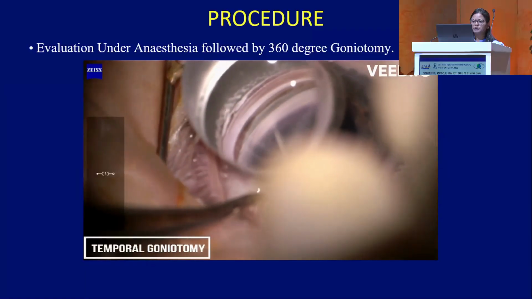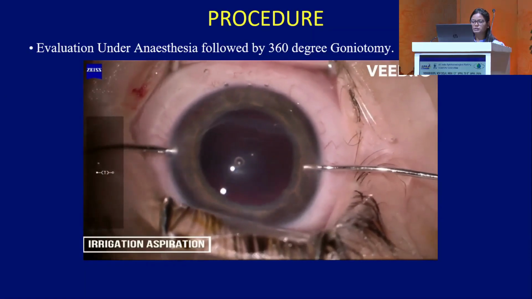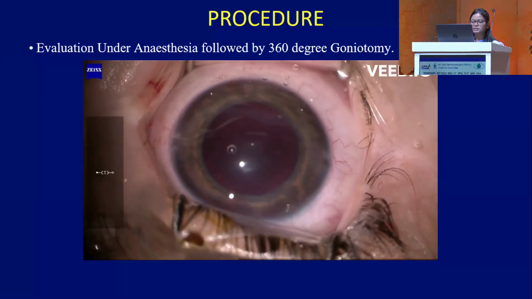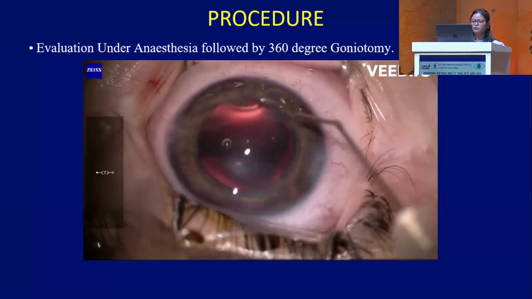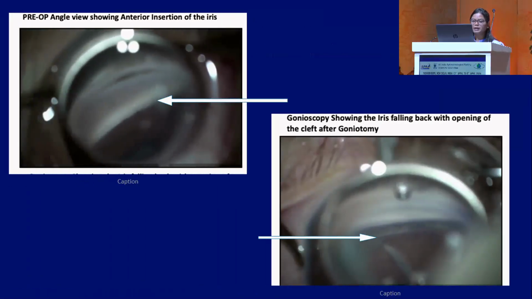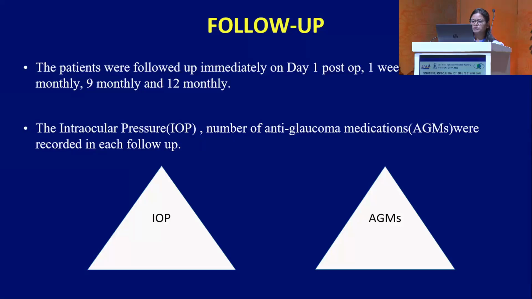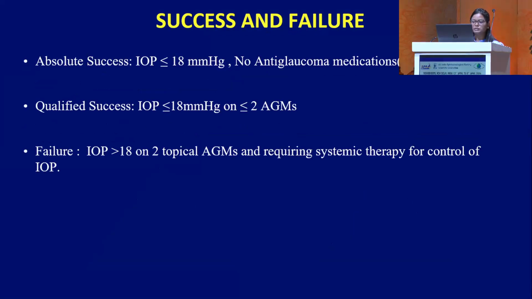And similarly, we did the procedure of goniotomy, followed by irrigation and aspiration to remove all the viscoelastic substance, and the anterior chamber was formed and the wound was hydrated and sutured. So this is the pre-op high iris tissue insertion which was noted, and post-operatively iris fallback with an opening of cleft after goniotomy was noted. The patient was followed up on day 1, 1 week, 3 months, 6, 9 and 12 months, and at each follow-up we determined IOP and total number of anti-glaucoma medications.